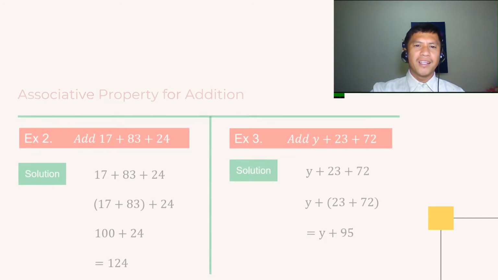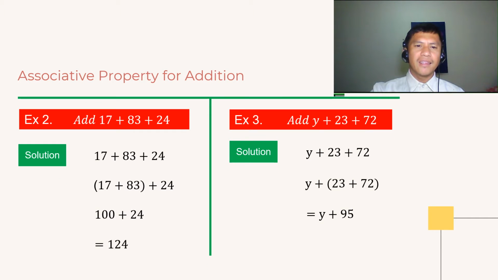Second example, add 17, 83, and 24. So we group the first two terms. Then that is 100. Bring down 24. The result is 124. Example number 3, add y, 23 and 72.